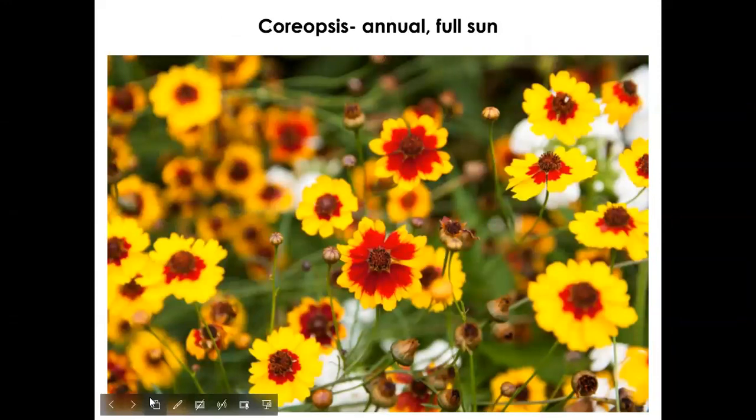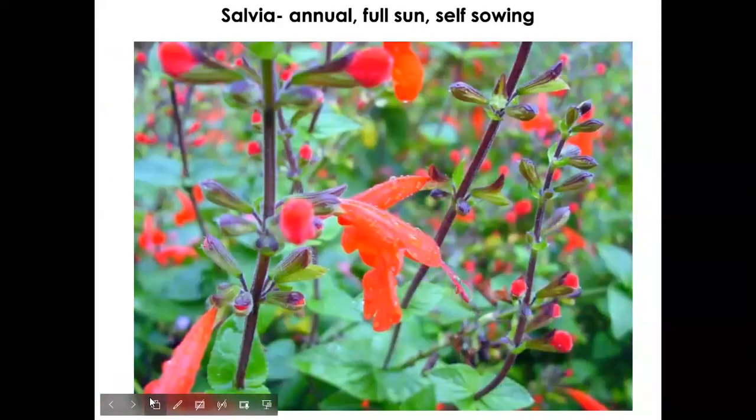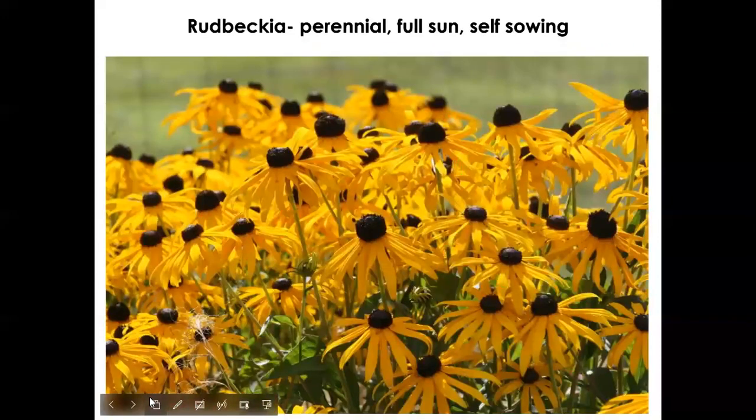Then coreopsis, another great one. Salvia is also self-sowing. Rudbeckia kind of looks like sunflowers, also self-sowing. So you can pretty much easily multiply your garden, especially when you get a lot of these self-sowing varieties that pretty much plant themselves for you.